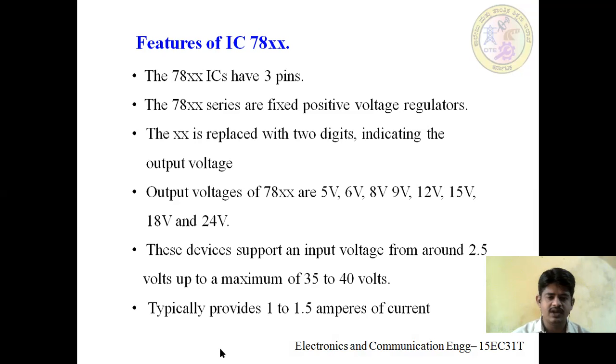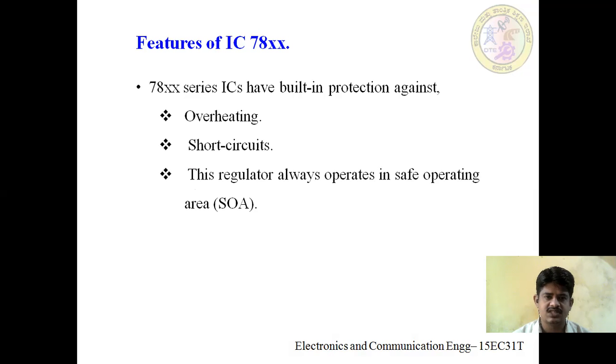And the last point, typically it provides 1 to 1.5 amperes of current. It is the current rating of this IC. It provides you 1 to 1.5 amperes of current for the load. So these are the features of IC 78XX, or 78 series.